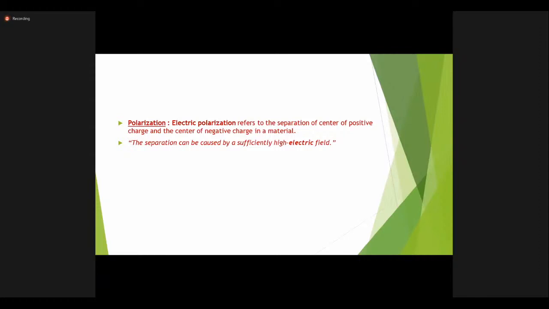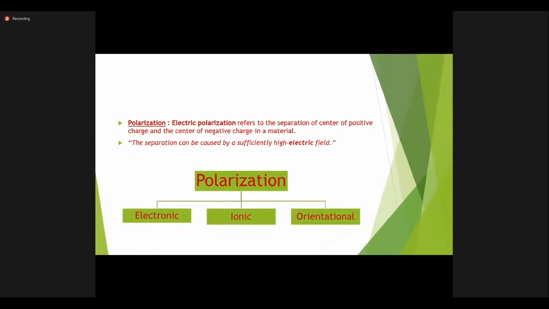This process of converting a non-polar dielectric to polar dielectric, or the process of inducing dipole moment in a non-polar dielectric, is called polarization. And this can be done only by applying electric field. There are three types of polarizations: electronic polarization, ionic polarization, and orientational polarization.